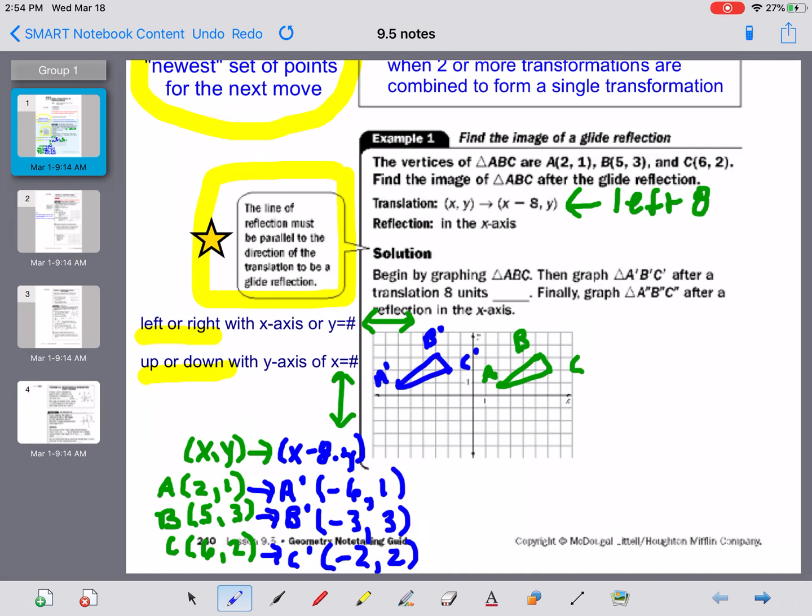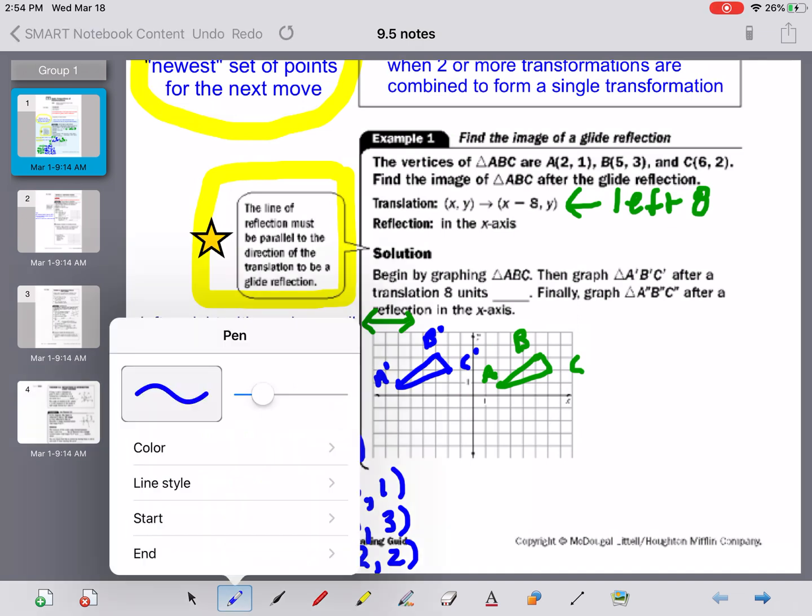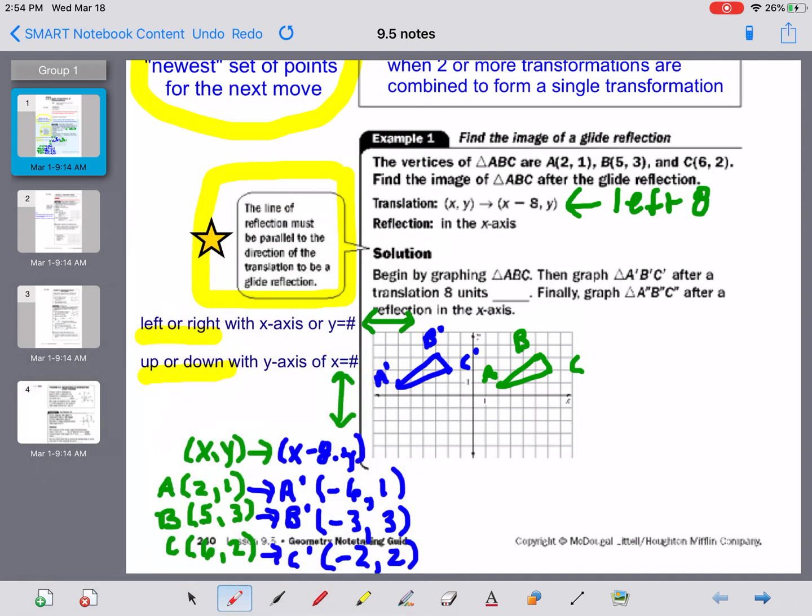And there's my first move, my first translation. I'm going to switch colors again so that I can show you the third and final move here. Now I'm going to do a reflection in the x-axis. This is where your gold sheet comes in. Turn to your gold sheet, and on it it says a reflection across the x-axis.